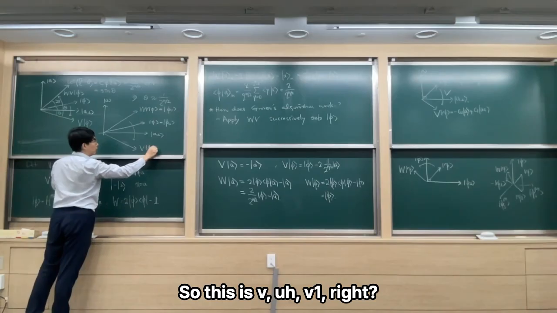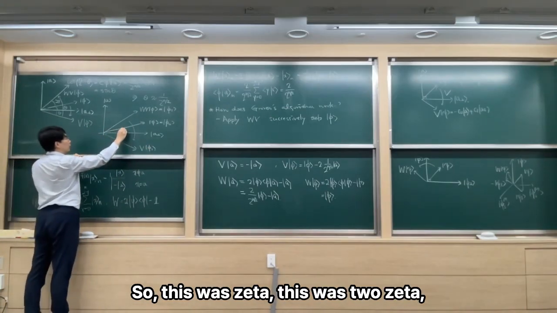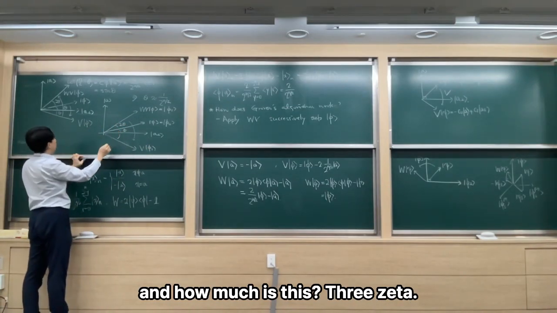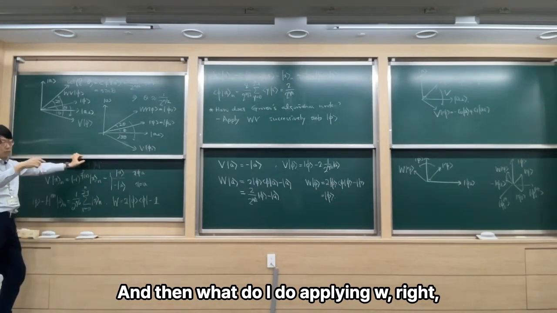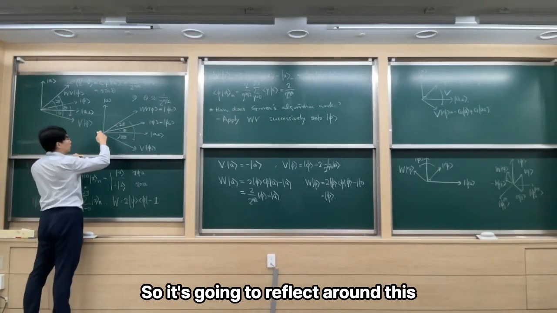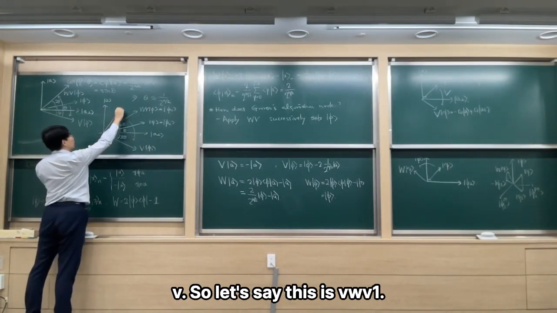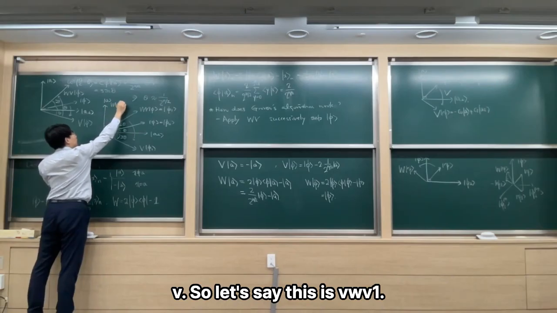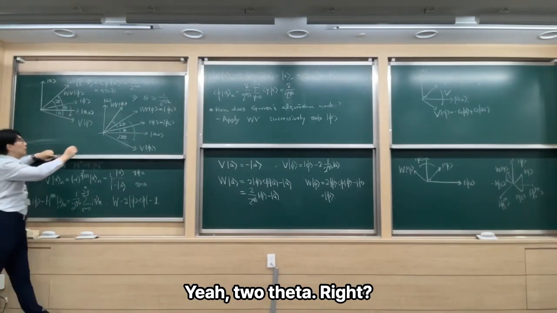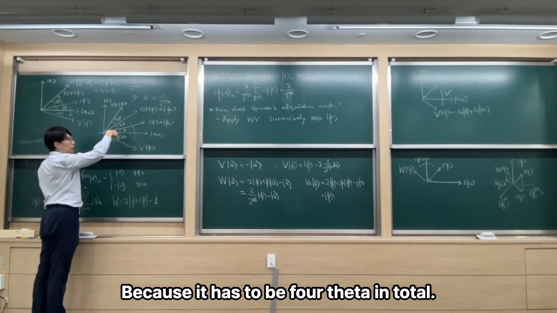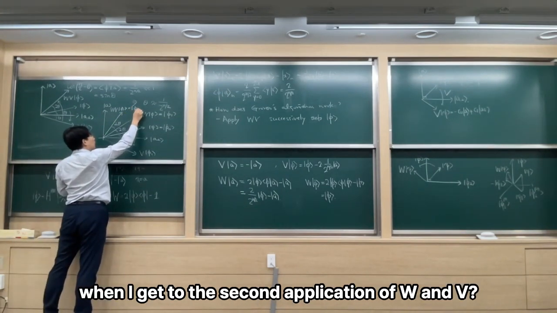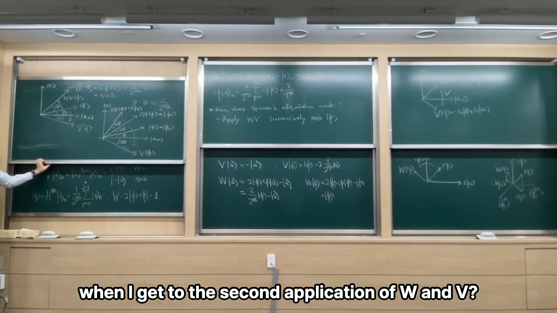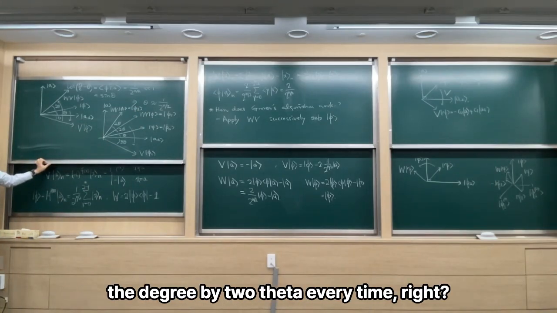This was theta, this was 2 theta, and how much is this? 3 theta, yes. And then what do we do? Applying W on here, it's going to reflect around this phi. So let's say this is VW phi 1. How much is this? Yeah, 2 theta, because it has to be 4 theta in total. So when I get to the second application of W and V, I'm increasing my angle by 2 theta every time, right?